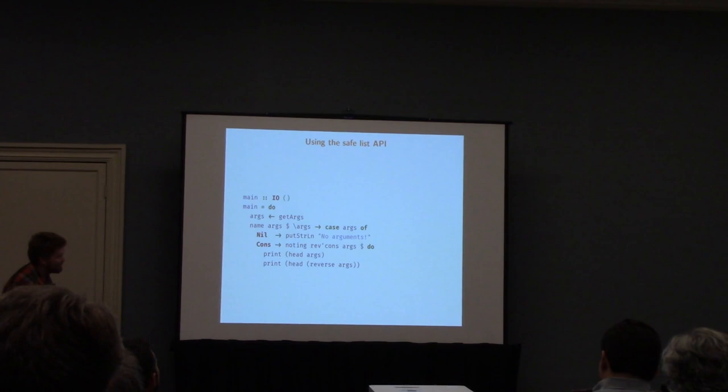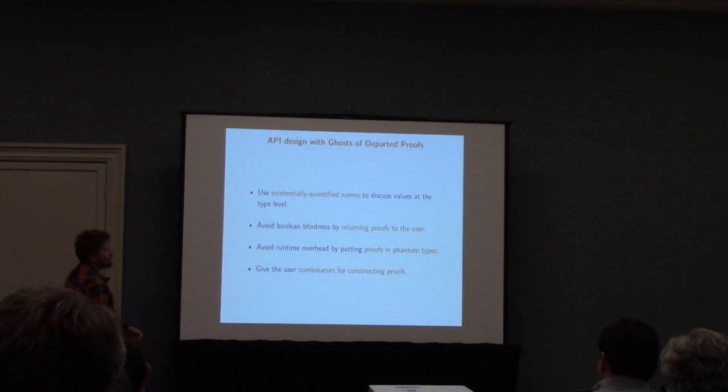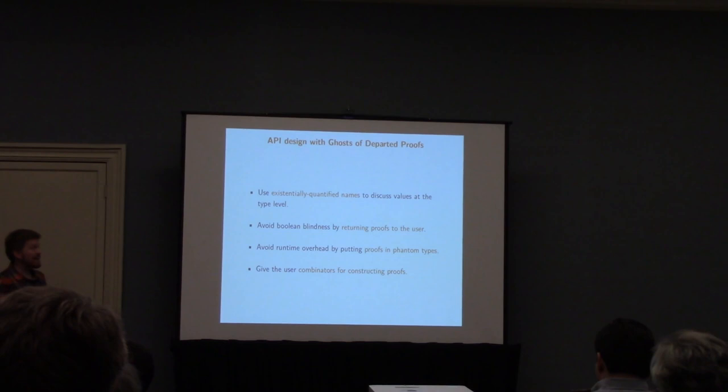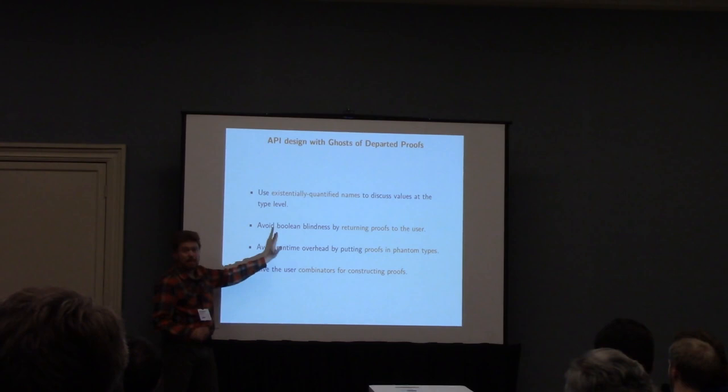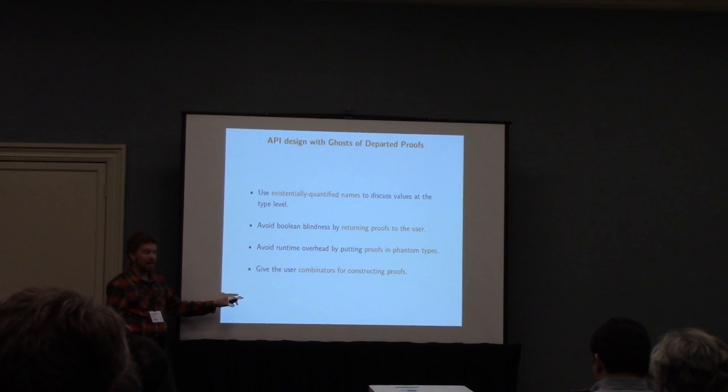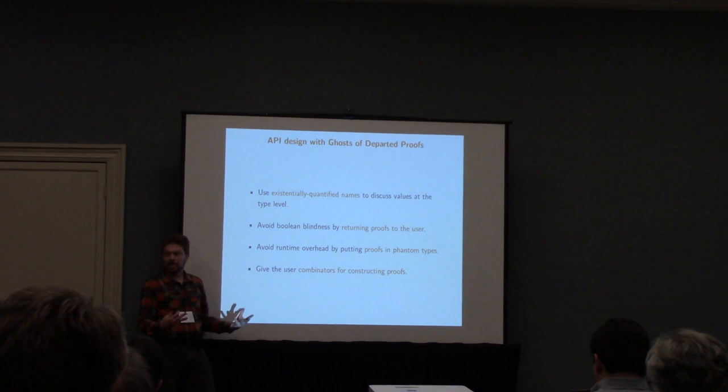Okay, so what's the takeaway here? If you want to make an API design using this ghost of departed proofs concept, the first thing is you need existentially quantified names so that you can discuss values at the type level. You want to avoid Boolean blindness by returning proofs to the user. You want to avoid runtime overhead by making sure that all those proofs live in phantom types. And then finally, you need to give the user a rich set of combinators and lemmas so that they can construct their safety arguments.